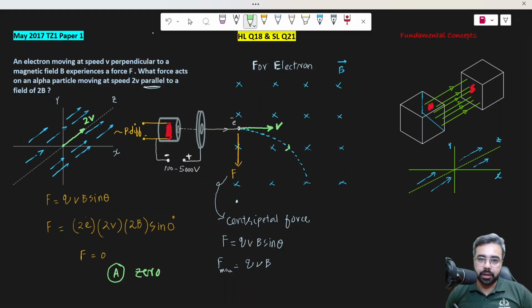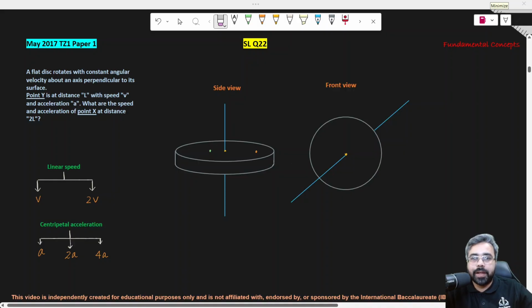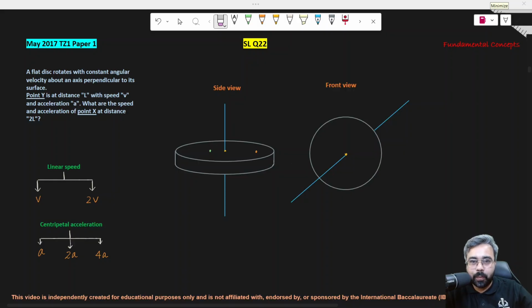If two coins are placed on a horizontal disk which is moving at a constant angular velocity, which coin has more tendency or probability to move out of or to move from that horizontal disk? You will get an idea by looking at the solution of this question.